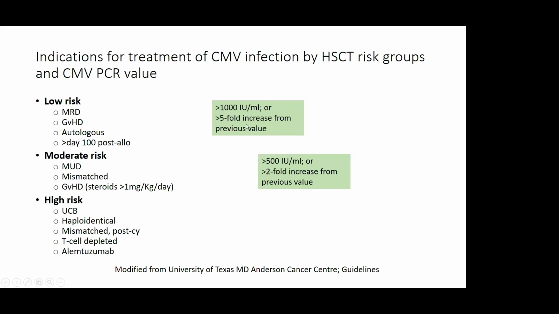Low level or low risk patient, autologous or more than 100 days post transplant, if the viral load is more than 1,000, you start treatment. In moderate risk, you start them if they are more than 500 only, and if they're high risk, like cord or haplo or mismatched or T cell depleted, even if they're just 150.